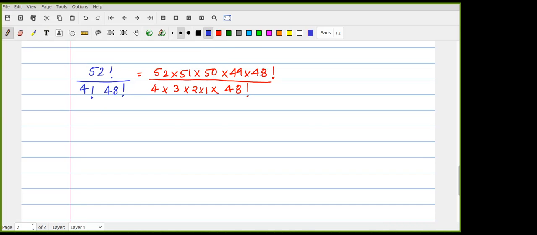Now let's start the cancellation work. The 48 factorial will get cancelled, right? Yes. And now we have 2 ones are 2, 25s are 25, and we have 3 ones are 3, 17s are 17, 4 ones are 4, 13s are 13, right? Now you can just use the calculator and tell me what is this answer.